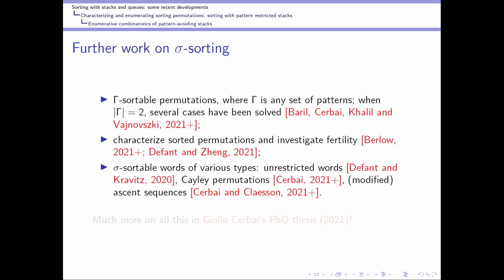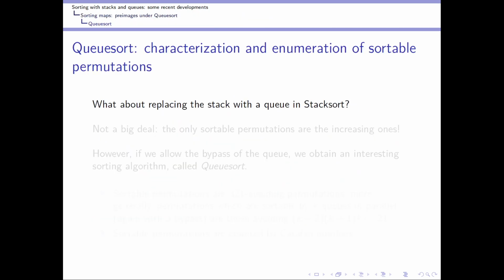And another problem is to replace permutations with more general words, so to consider the sigma sorting machine on words that can be unrestricted words or Cayley permutations or ascent sequences or maybe other possibilities. Anyway, many more open problems and further works can be found in Giulio Cerbai's PhD thesis. Okay, so now I come to the third and final result that I would like to present today.